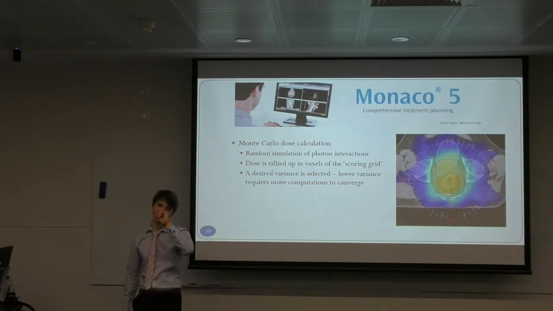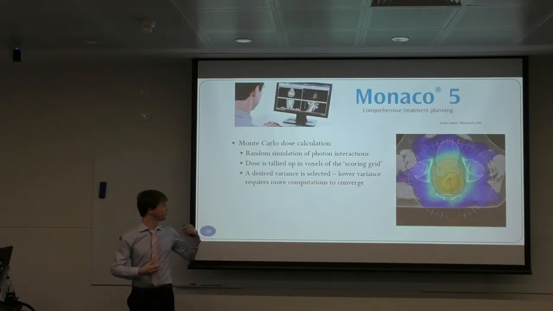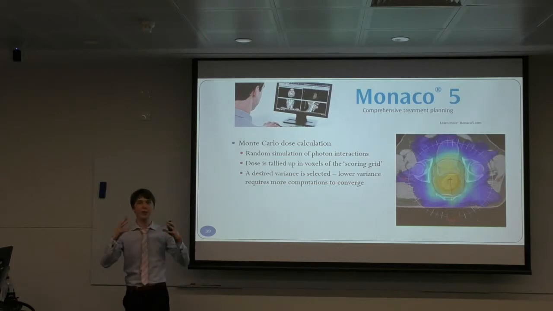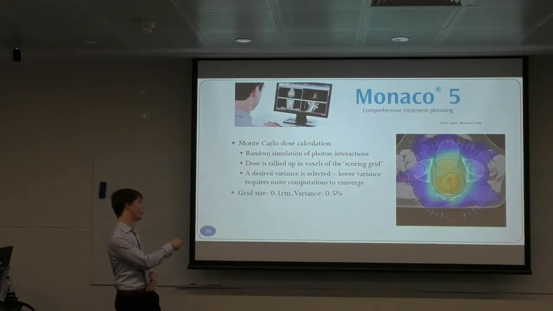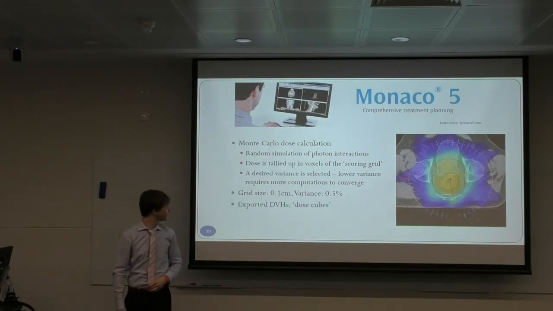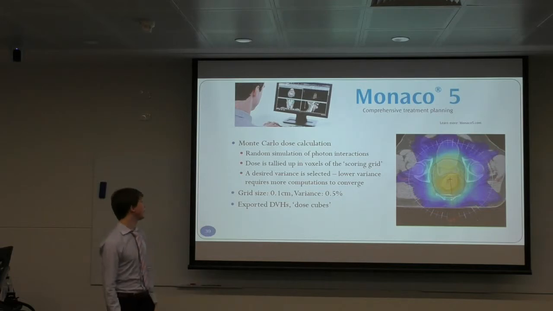I calculated the dose through the Monte Carlo method, where you simulate a huge number of photon histories and tally up the dose into 3D voxels. They're essentially the 3D analog of pixels. It's called the scoring grid, and you continue simulating photons until the dose distribution has become stable, until you've brought down the variance to within a value that you specify. I specified a variance of 25% with a grid size of 1 millimeter voxels. And you export the information as dose distributions, called dose cubes, and you've got the deviations as well.